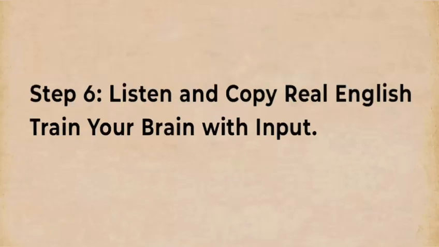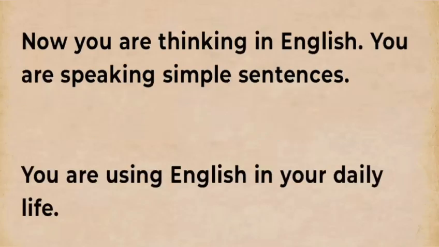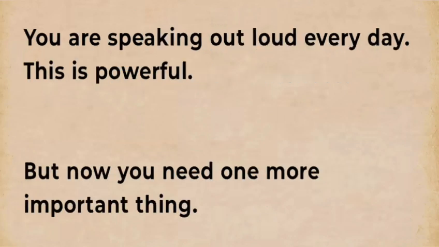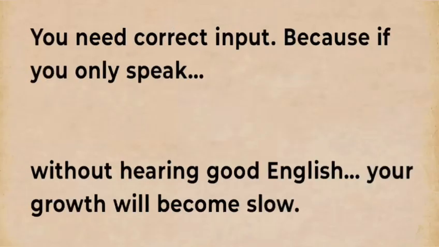Step 6. Listen and copy real English. Train your brain with input. Now you are thinking in English. You are speaking simple sentences. You are using English in your daily life. You are speaking out loud every day. This is powerful. But now you need one more important thing. You need correct input. Because if you only speak, without hearing good English, your growth will become slow.